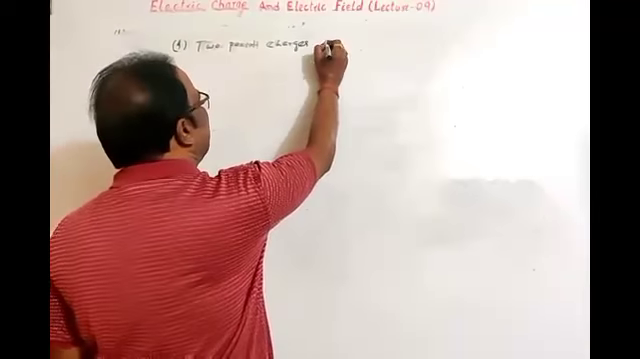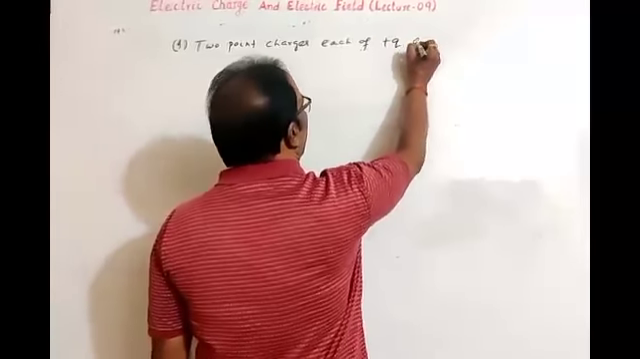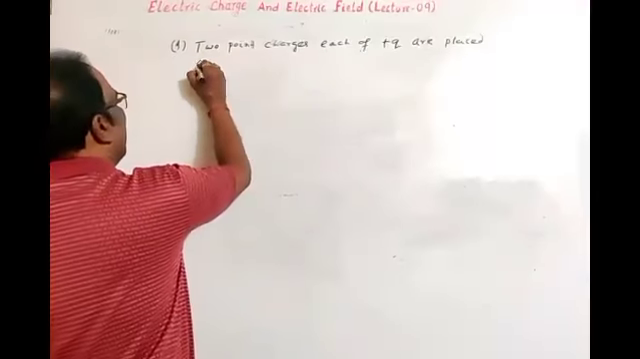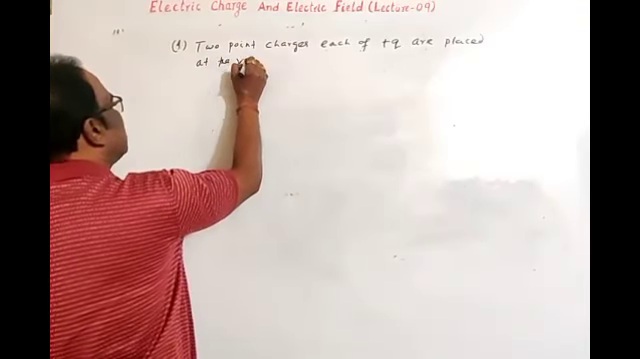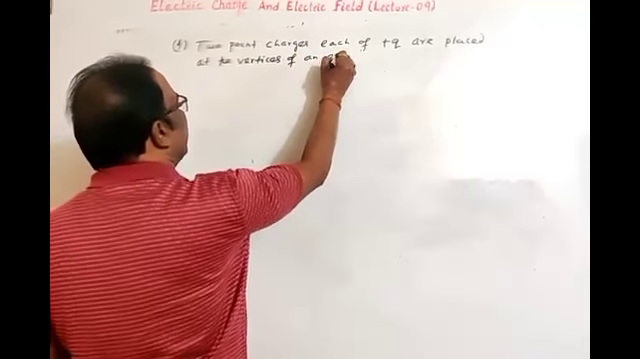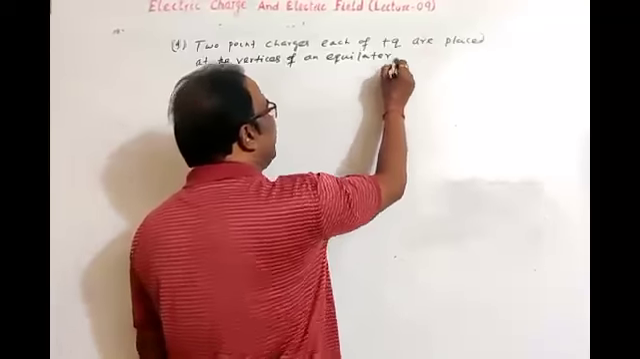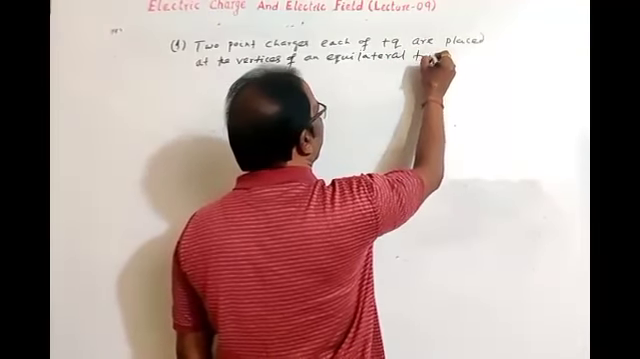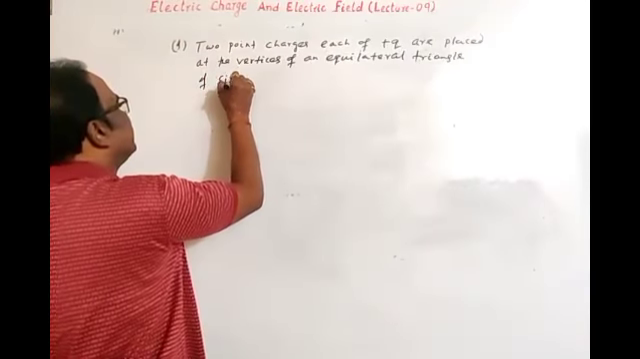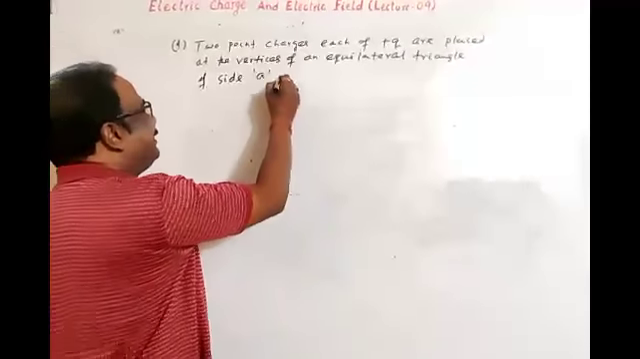2 point charges each of plus q are placed at the vertices of an equilateral triangle. These are very common questions. Equilateral triangle, side A or L, whatever you may take. Find the electric field at the third vertex.